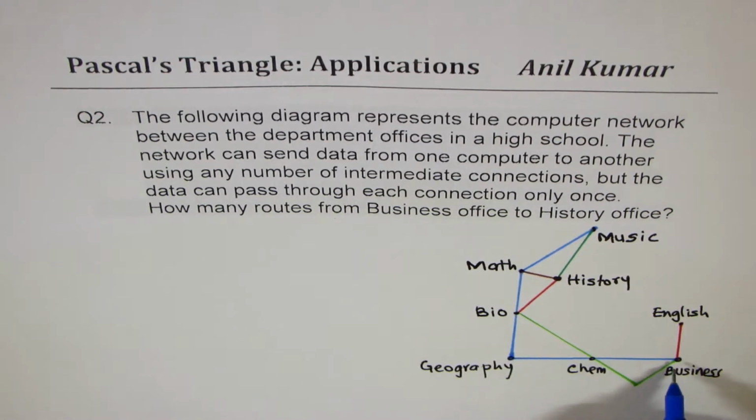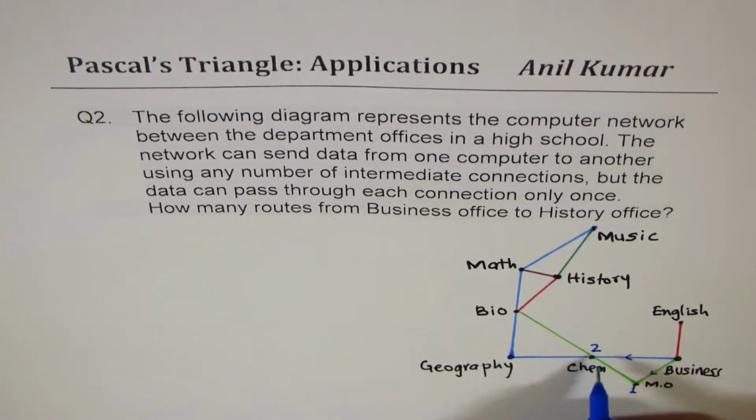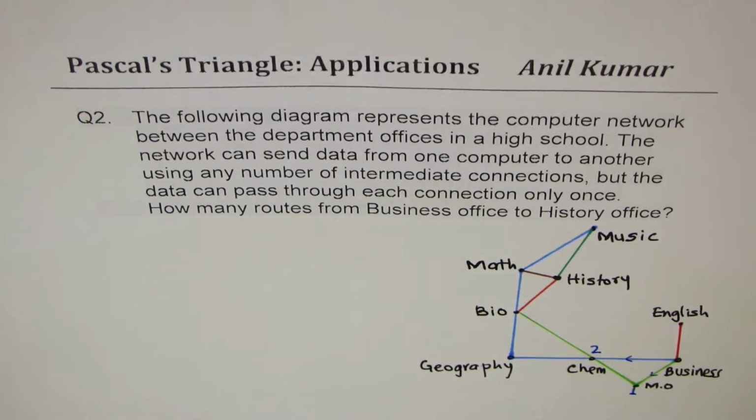Now, from business, we could reach chemistry in two different ways. So one way we can come to this point. I didn't write any name here. Let it be, let's say, main office. And then you reach chemistry, or you could go direct like this, right? So there are two paths which can lead to chemistry, right?